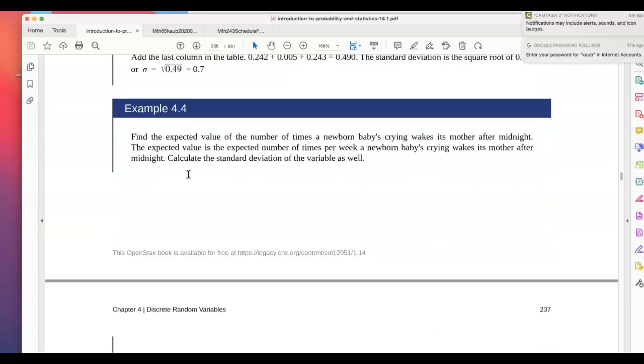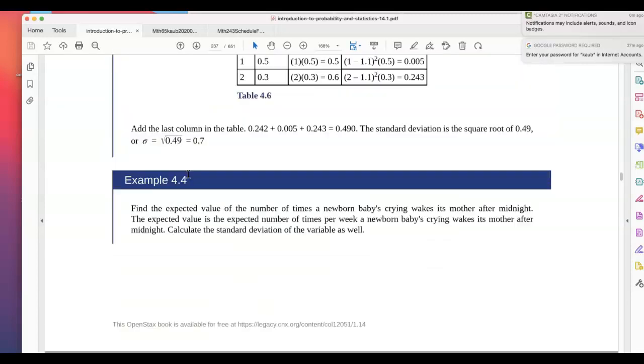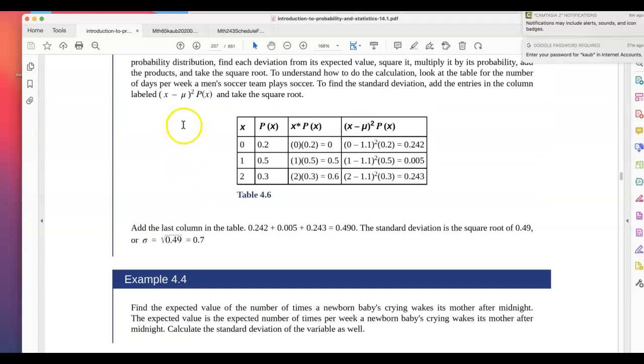problems from your book. Okay, and it shows you the process here, right? Here's the process. So finding the mean or expected value would be taking this times this value, getting an answer, this times this value, getting an answer, this times this value, getting an answer, adding these three values up would be the mean.